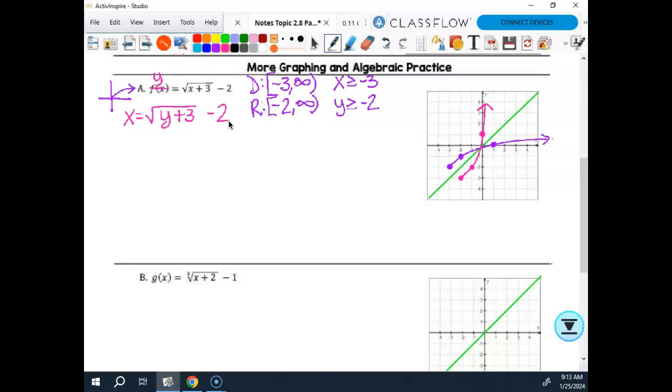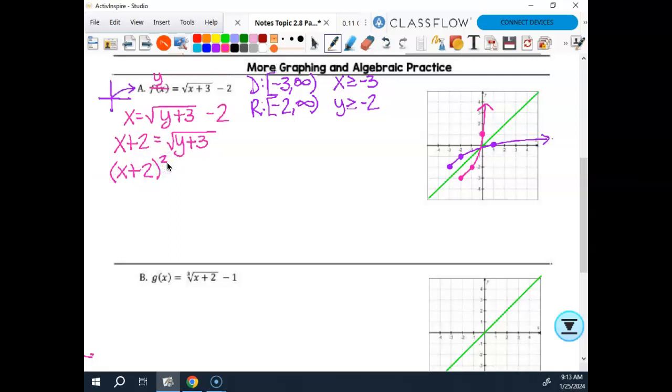So I'm going to go with a no. No is the best answer there. So add 2 to both sides. That's equal to the square root of y plus 3. To undo a square root, I'm going to square both sides. So this becomes x plus 2, quantity squared.